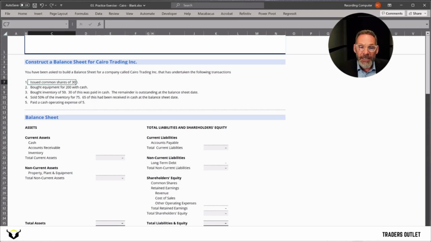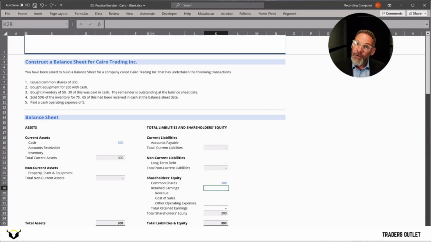The first transaction is issued common shares of 300. Now we're going to start with cash, and recall when we increase an asset, that's a debit. So we debit cash, or in other words, increasing cash by 300. But we're also increasing equity, which is a credit. And that's going to equal 300 as well. The balance sheet balances, we're good.